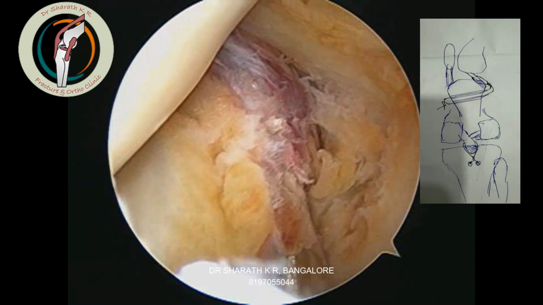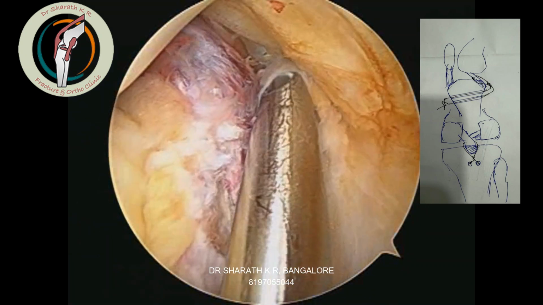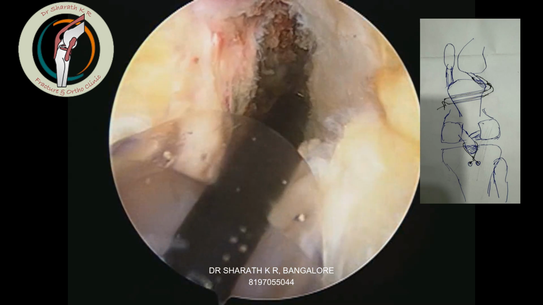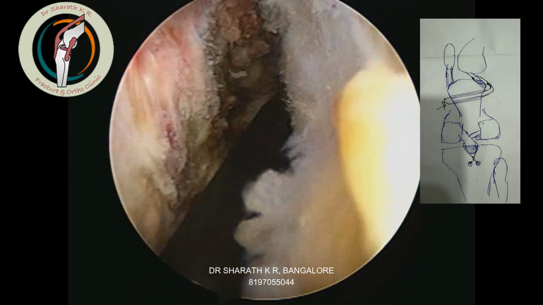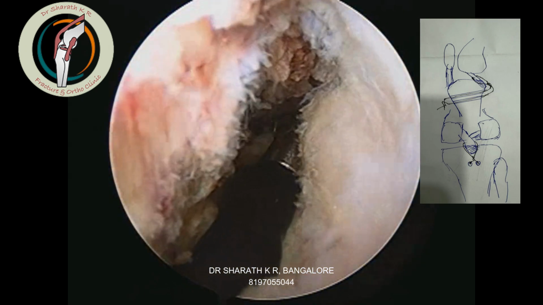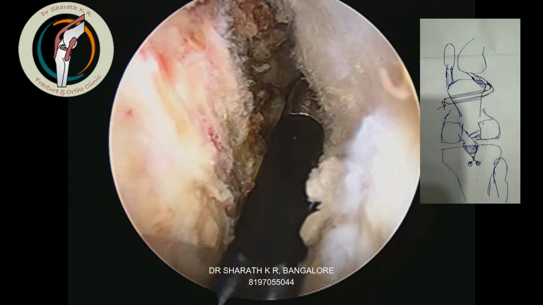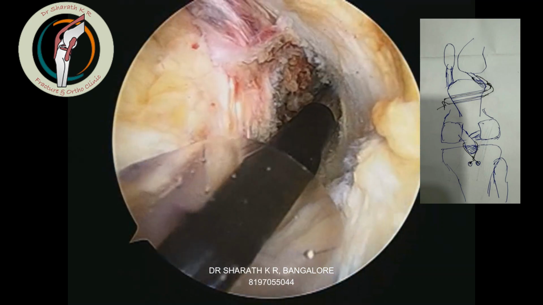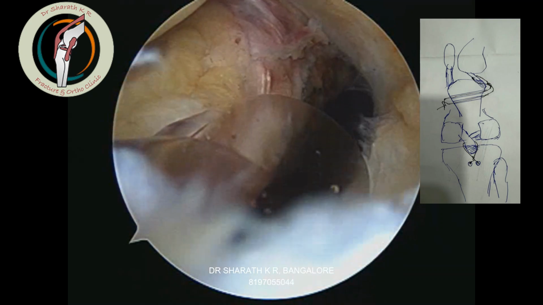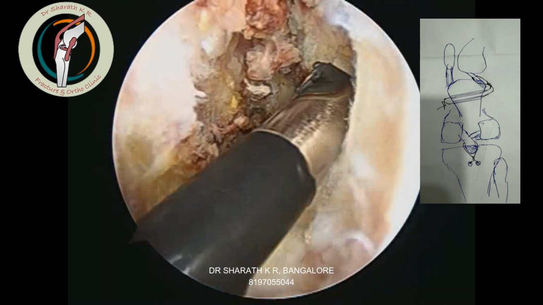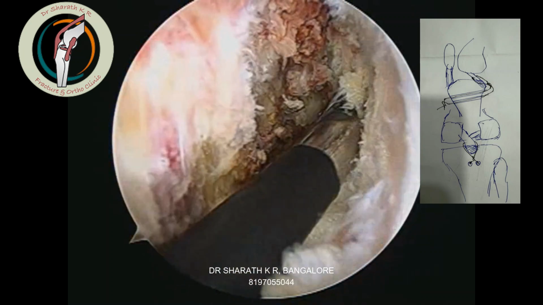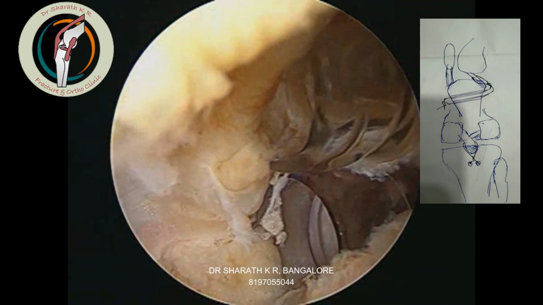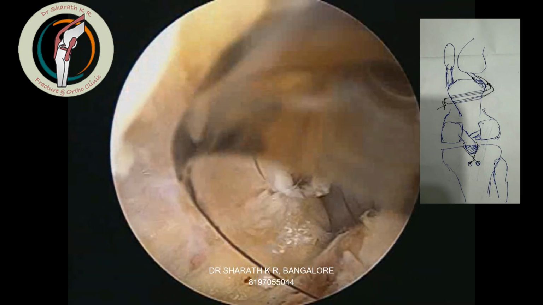Now you can see the red color is the PCL, which is stretched and avulsed. We have to create a space behind the PCL using the RF and shaver. Now we are creating a space. I am going past the PCL in the center and going as far lateral as possible, so that once we take the loop, it will be easy for us to create the tunnel, where the lateral space is not normally very clearly seen.